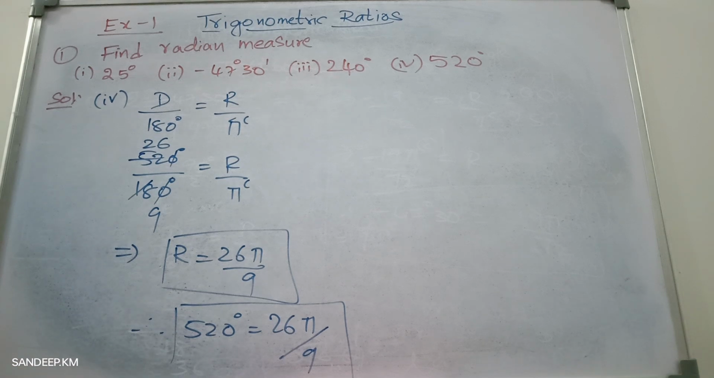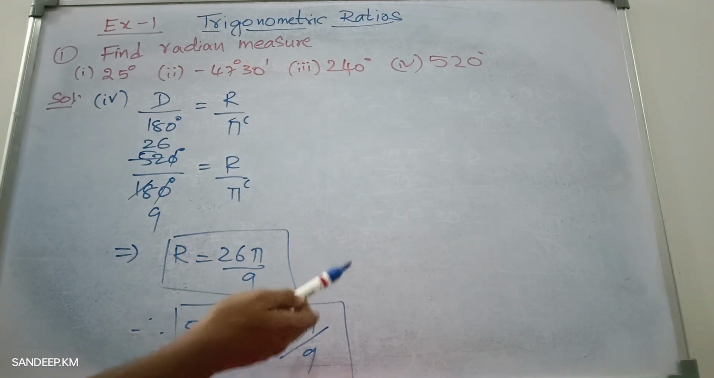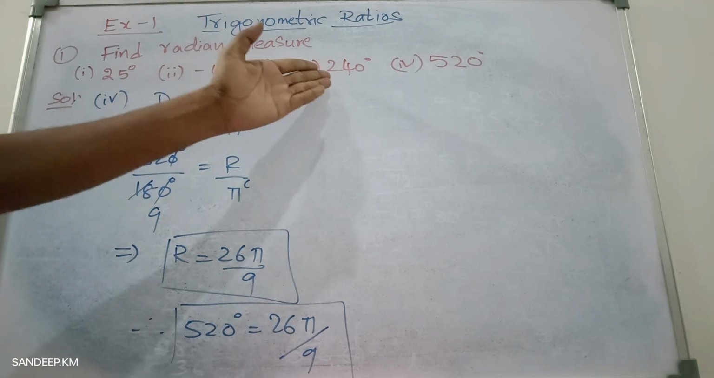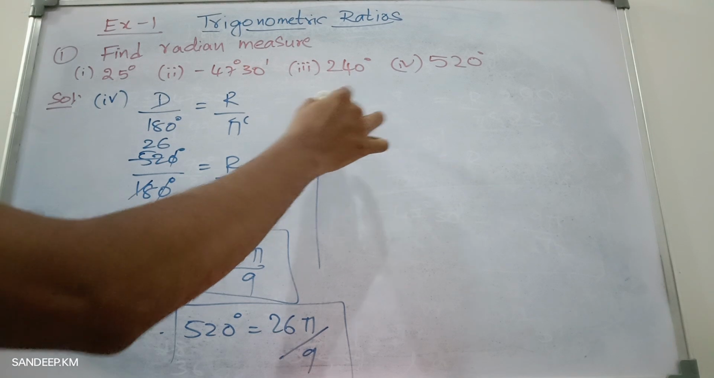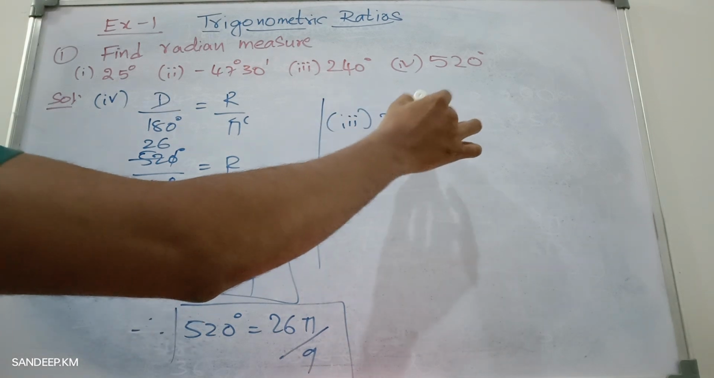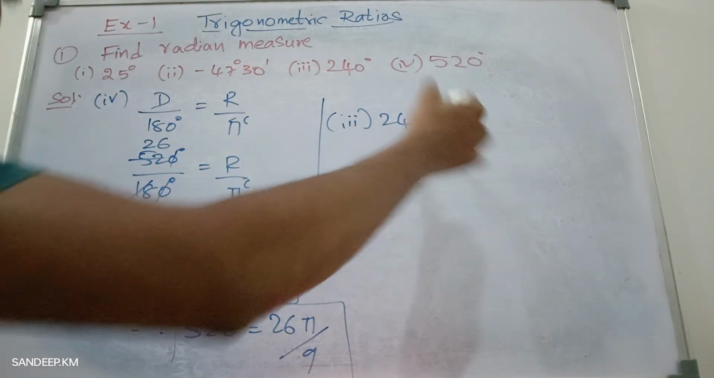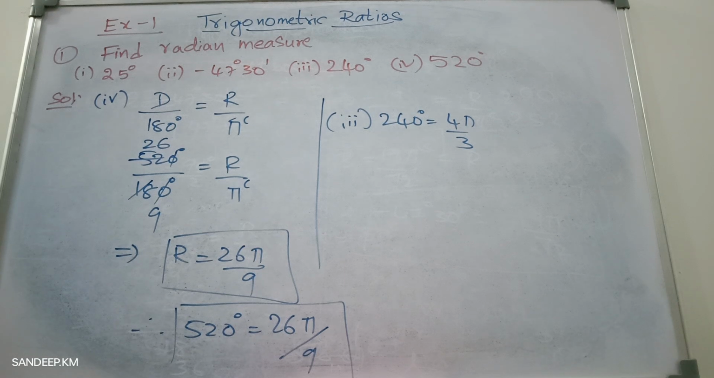In degrees it is 520 degrees and in radians it is 26 pi by 9. Similarly, if you find out 240 degrees in radian measure, how much do you get? I hope you have got this answer. If you have simplified the third one, you will get 240 degrees as 4 pi by 3 radians. So that will be the answer that you will get.